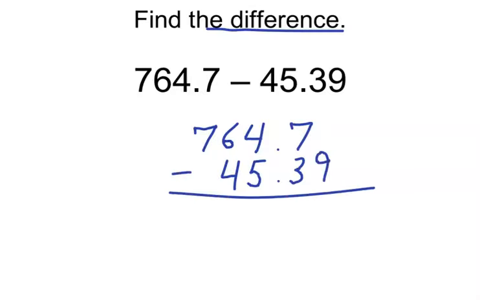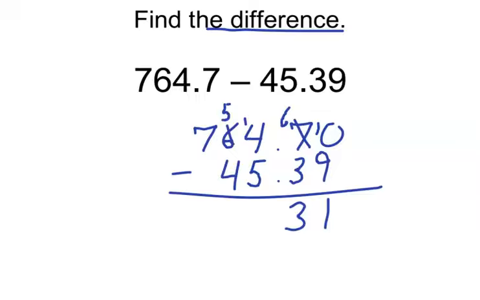All right, now we can subtract. We'll put the 0 here. Can't take away 9 from nothing, so we're going to have to borrow from the 7 and make it a 6, make this a 10. 10 minus 9 is 1. 6 minus 3 is 3. 4 minus 5. Can't do that, borrowing from the 6.